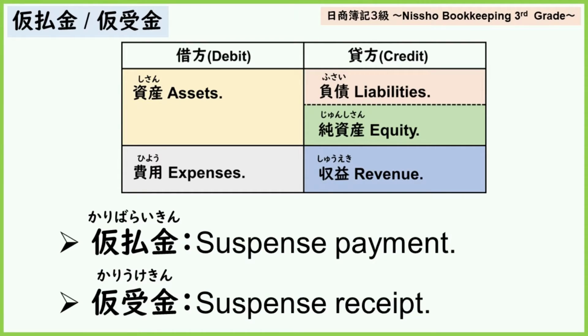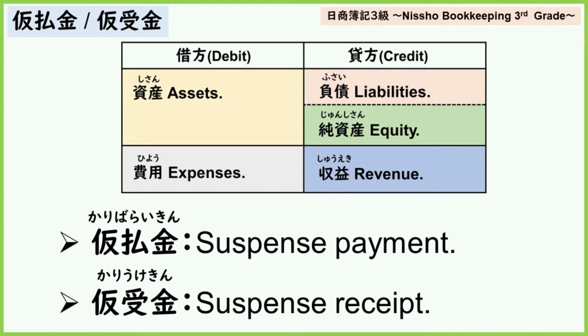Suspense receipt is an account used when funds are received as deposits or cash, but the reason for their receipt is unclear. Suspense receipt is considered a liability account because there is a possibility of needing to repay it later.